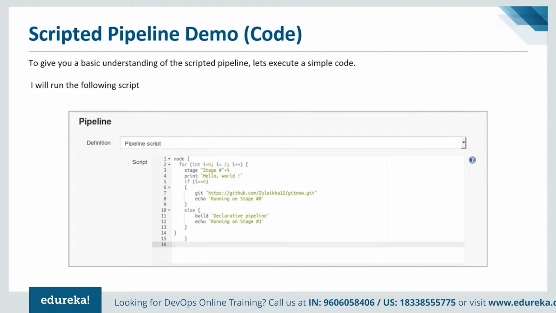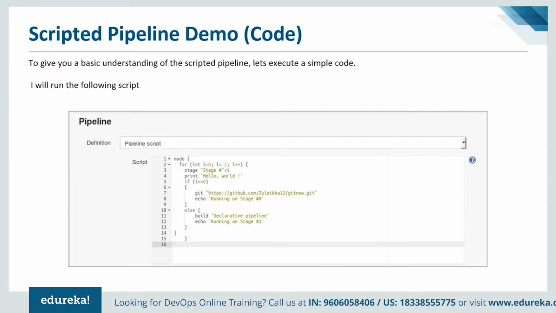After that is the else block. Now this block runs whenever I is not equal to 0, which means that stage number 1 is going to execute the following two commands. Now the first command is the build command. Now within the quotations, I've defined declarative pipeline. Now this is the pipeline that we created in our second demo.